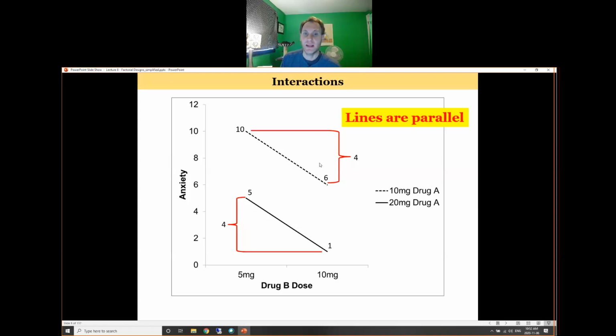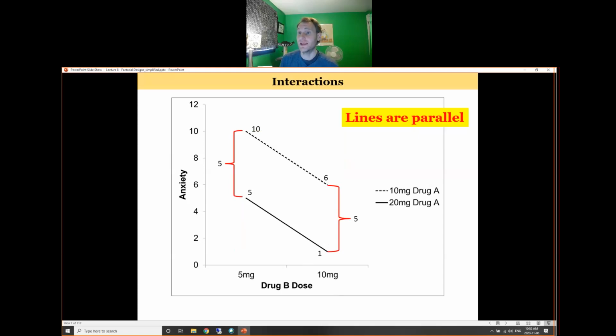So the change is the same regardless of what level of drug A we took. The effect of drug B on anxiety did not depend on the level of drug A that we took. So there is no interaction here. We can see that because these lines are parallel. The effect of drug B on anxiety does not depend on the level of drug A.